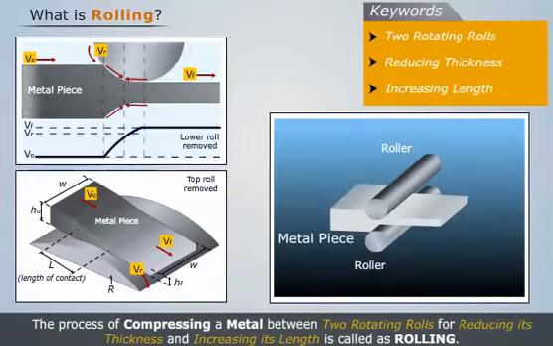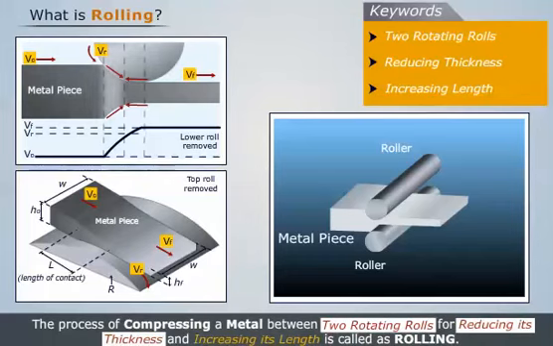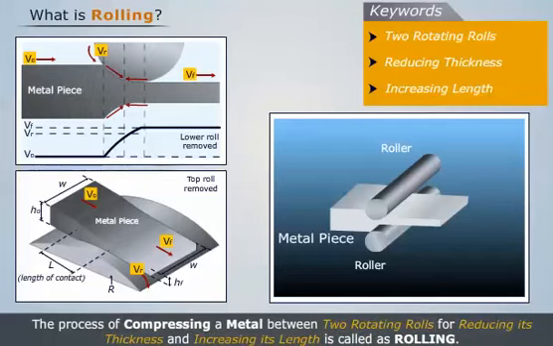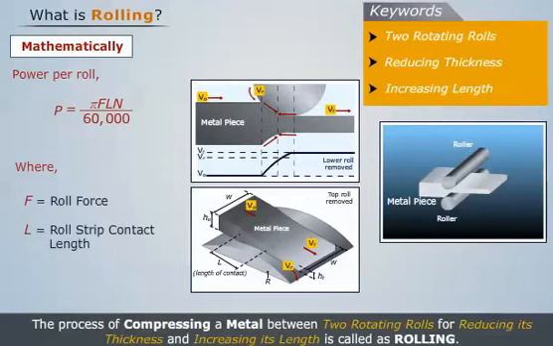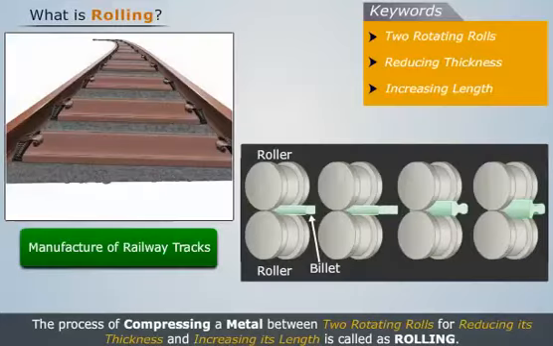Thus, the process of compressing a metal between two rotating rolls for reducing its thickness and increasing its length is called as rolling. Mathematically, the rolling power required per roll is given as, where F is the roll force, L is the roll strip contact length, and N is the speed of roll. Manufacture of railway tracks is the most common application of rolling.